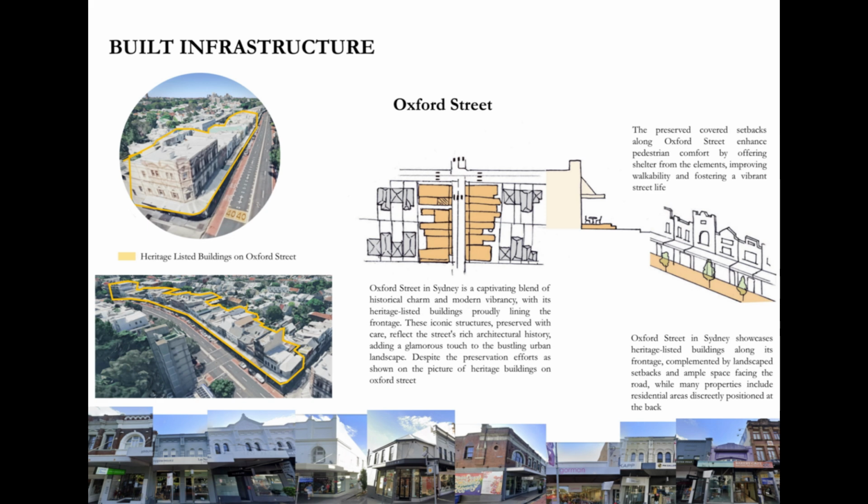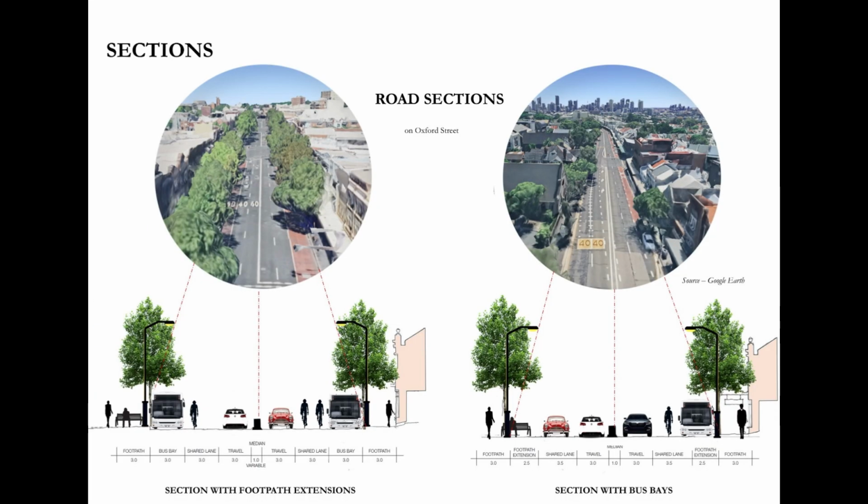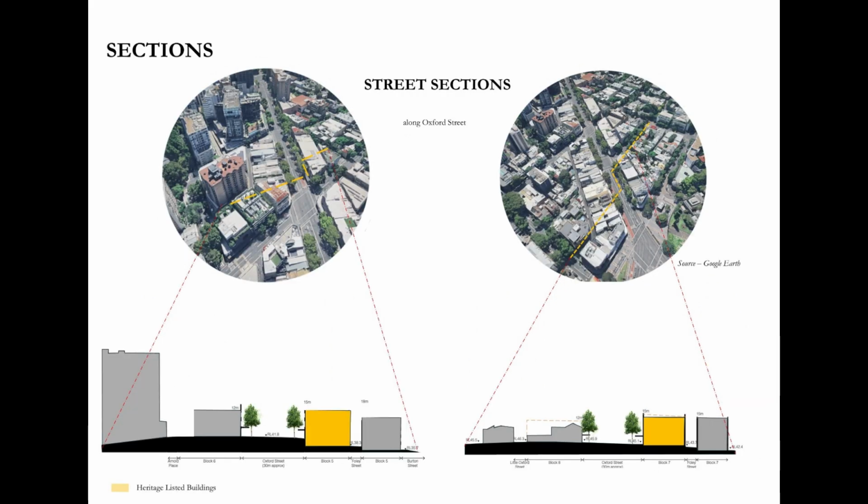Oxford Street is a striking blend of historical and modern architecture, and this is vividly showcased in the built infrastructure as well. The image displayed shows some of the heritage listed buildings within the street, with their preserved Victorian facades still intact. These buildings serve as a reminder of Sydney's architectural history while also housing contemporary businesses and residences. One can see how these iconic structures add to the street's cultural vibrancy, drawing both locals and visitors into its historical appeal.